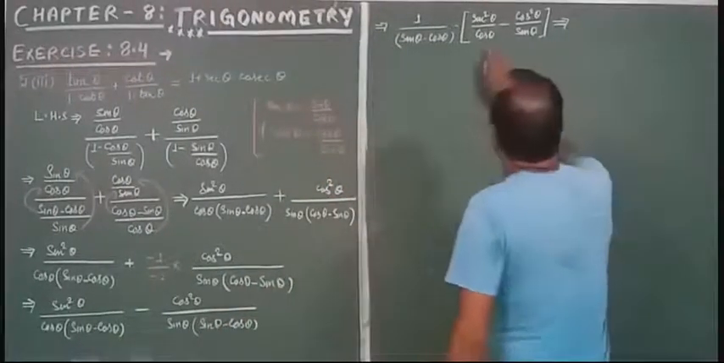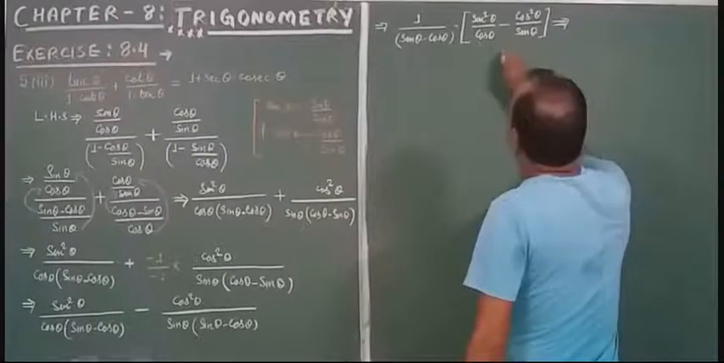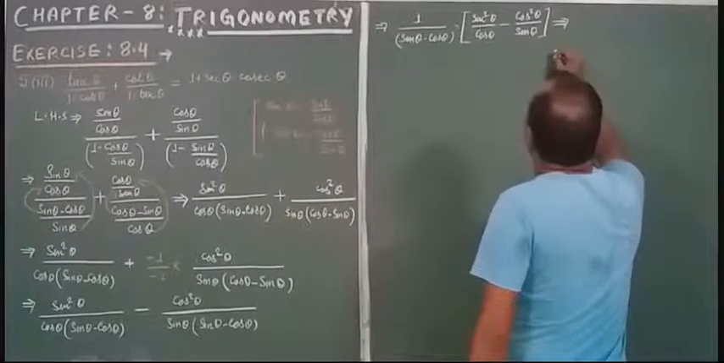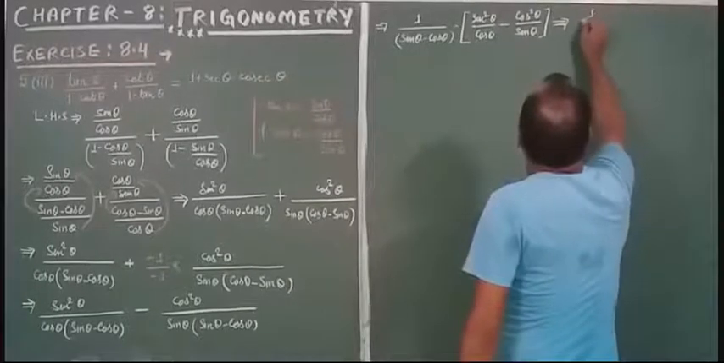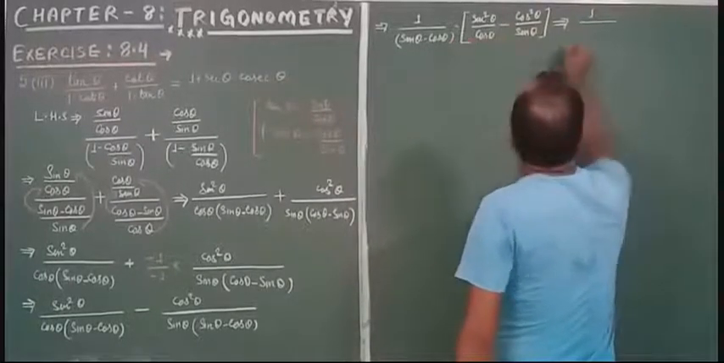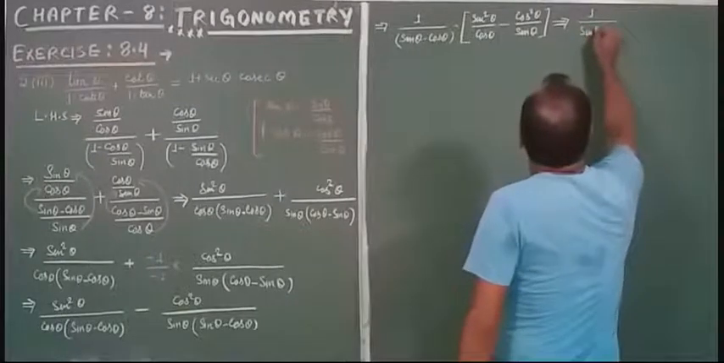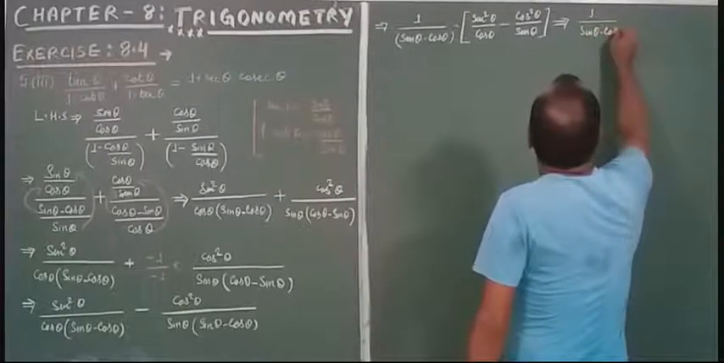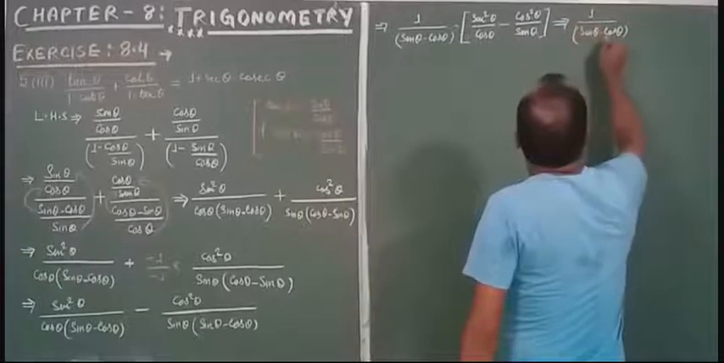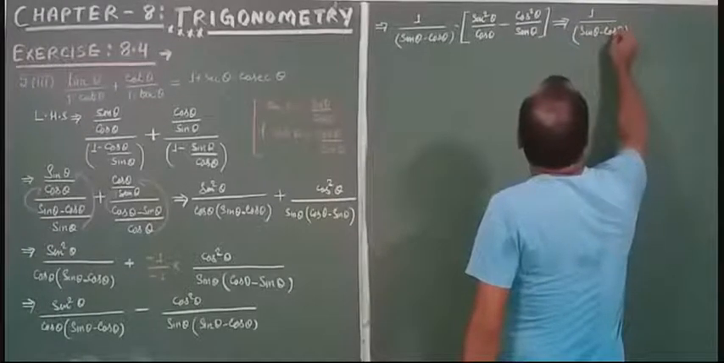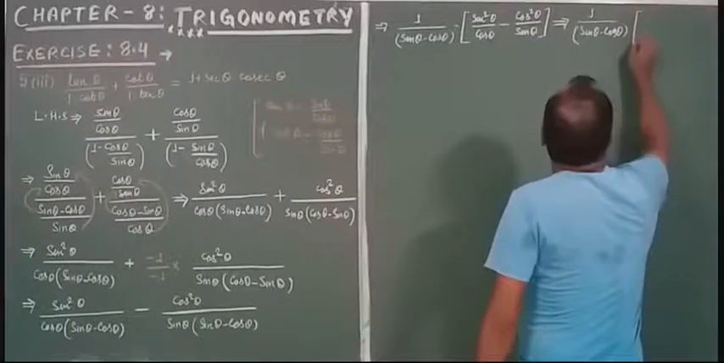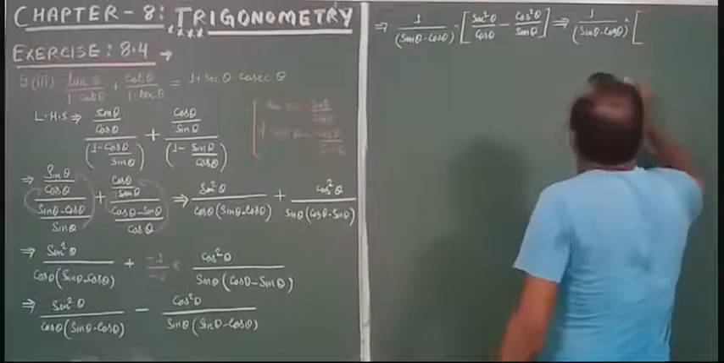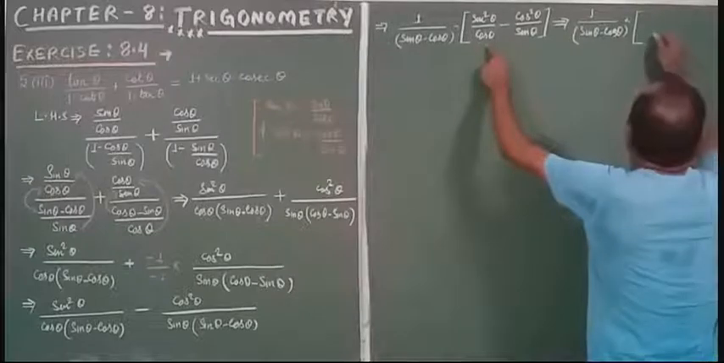Now take the LCM inside the bracket. So what will happen? This is 1 upon sin theta minus cos theta, and what will be left here? What is the LCM here?